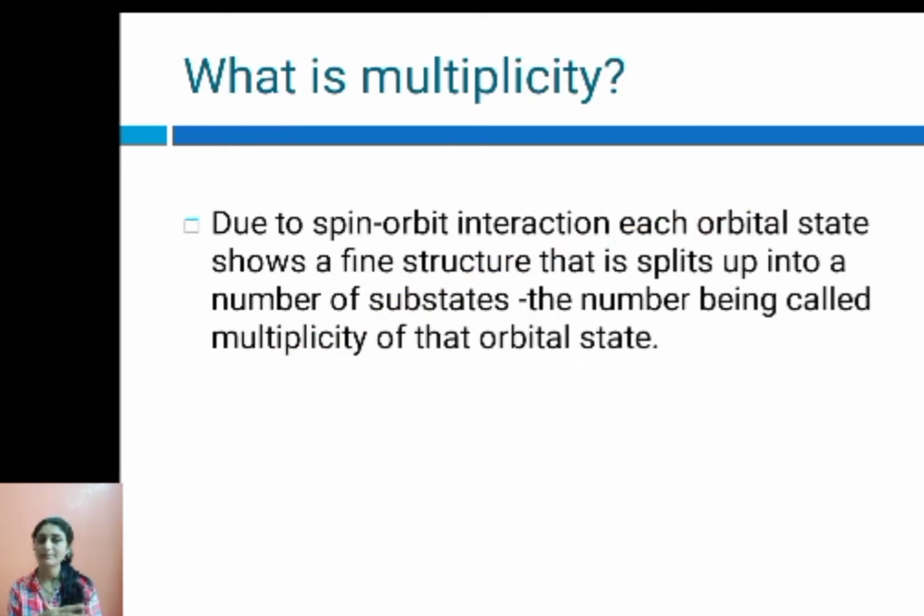Now, what is multiplicity? Due to spin-orbit interaction, each orbital state shows a fine structure, and it splits up into a number of substates. The L equals 0 state can split into substates. The L equals 1 state can split into substates. The L equals 2 level can split into substates.